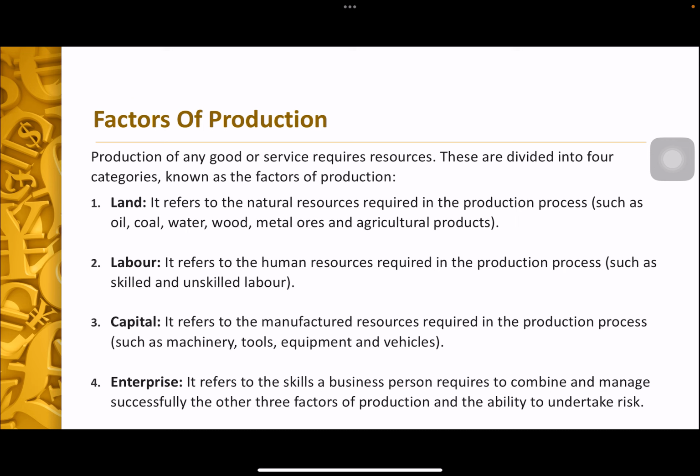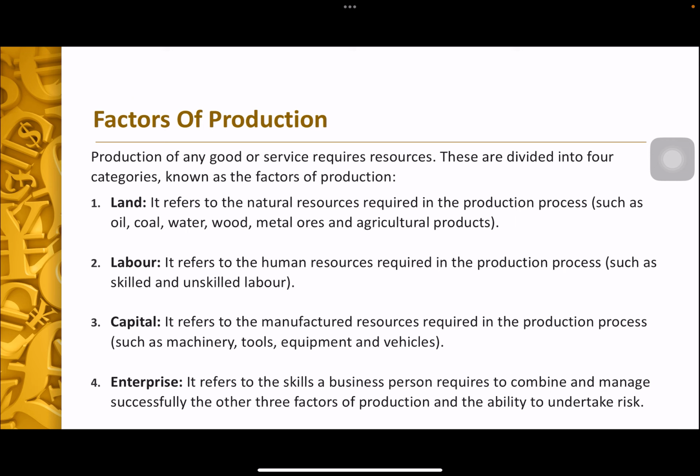Then the second factor of production is labor. Labor refers to all the human resources that are used in the production process. Labor could be skilled or unskilled. Skilled labor could be managers or those people who are well trained and educated in their field, like doctors, engineers. If they are working on salary or wages, then they are termed as skilled labor.